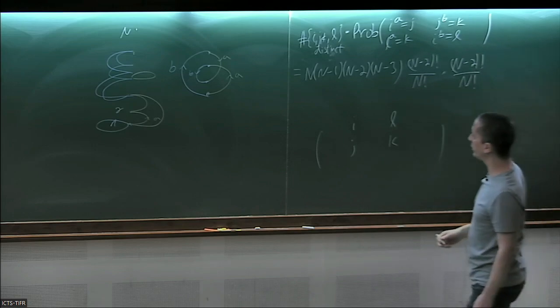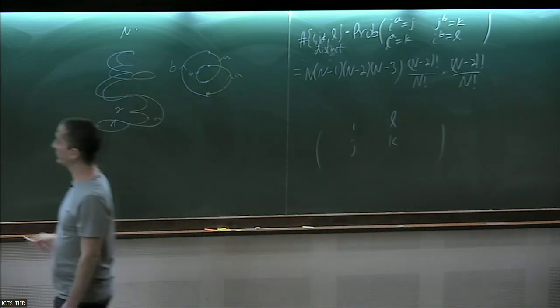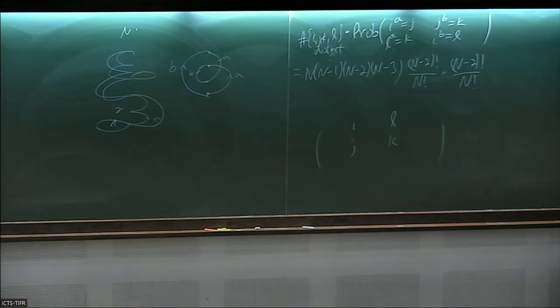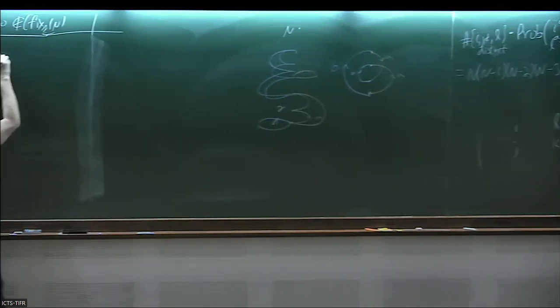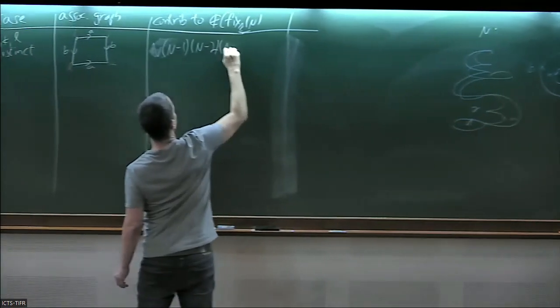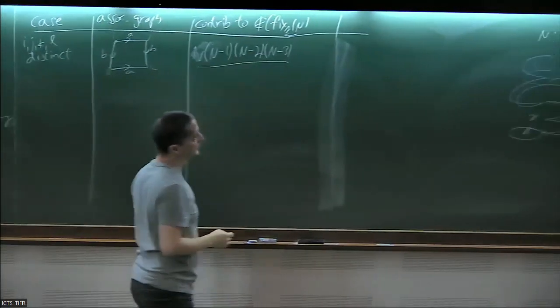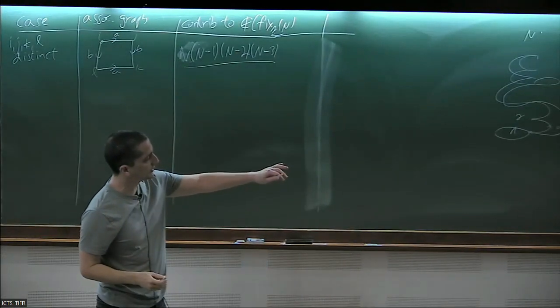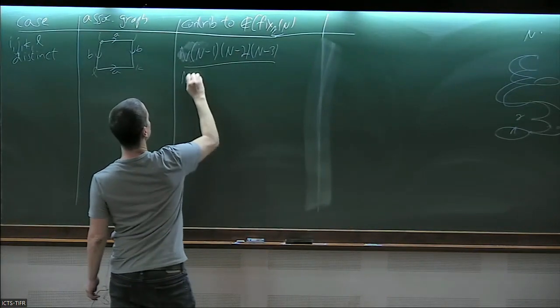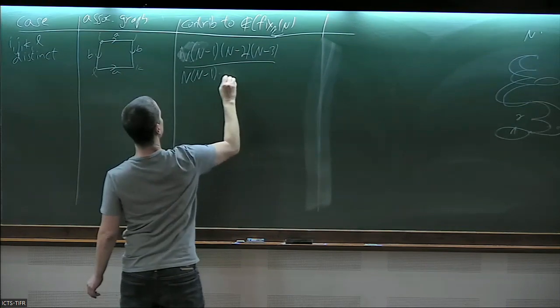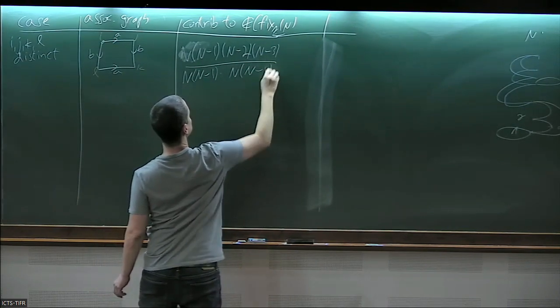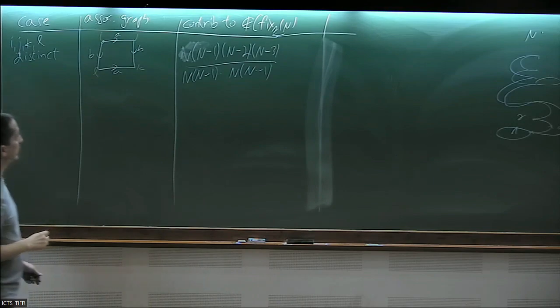Okay, and so overall I get, let me copy the result here. So I get n times n minus 1, n minus 2, n minus 3, and in the denominator I get n times n minus 1, n times n minus 1. Okay, this is the first case.